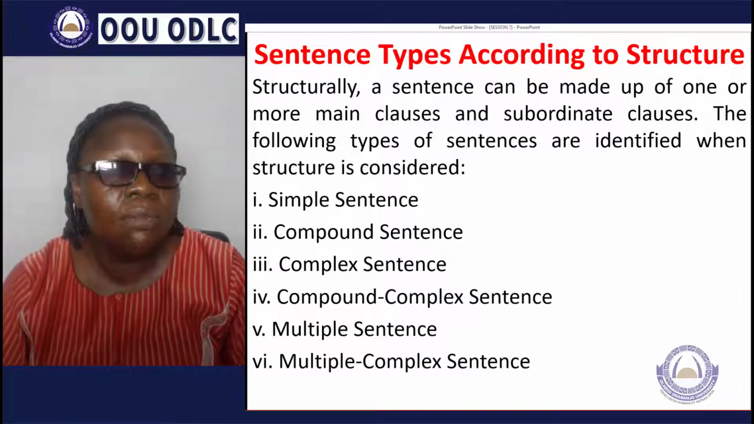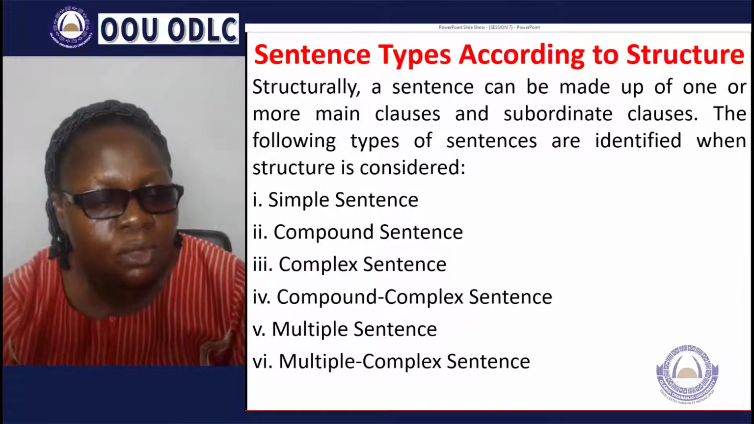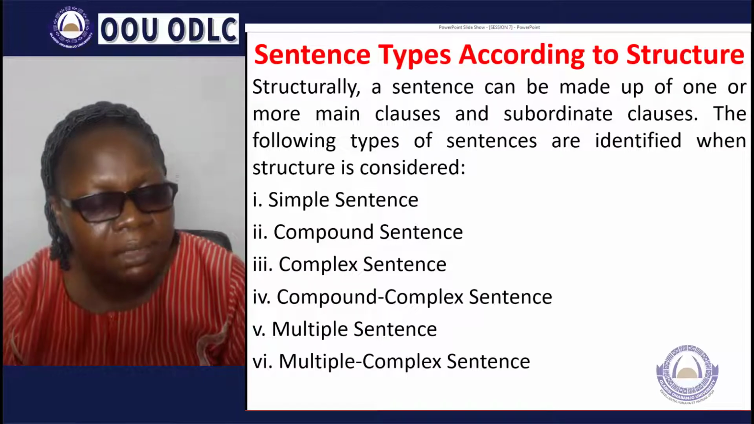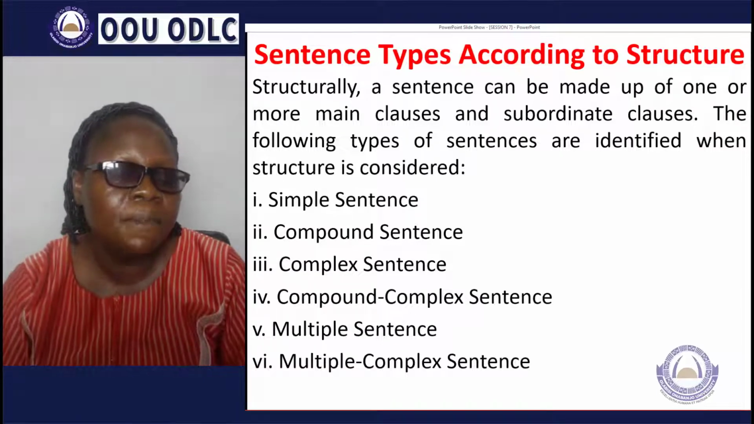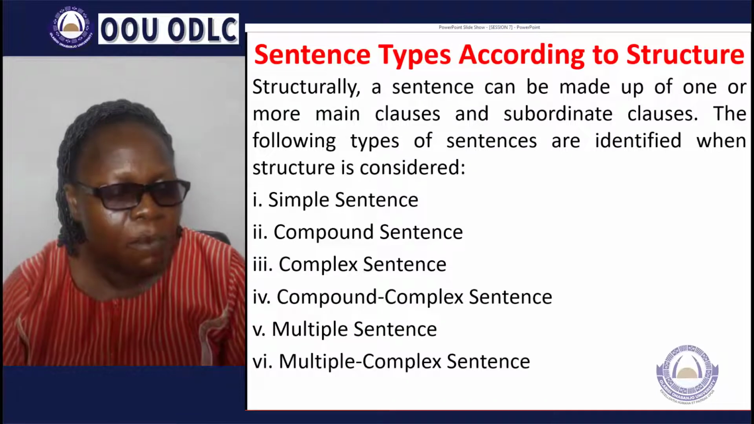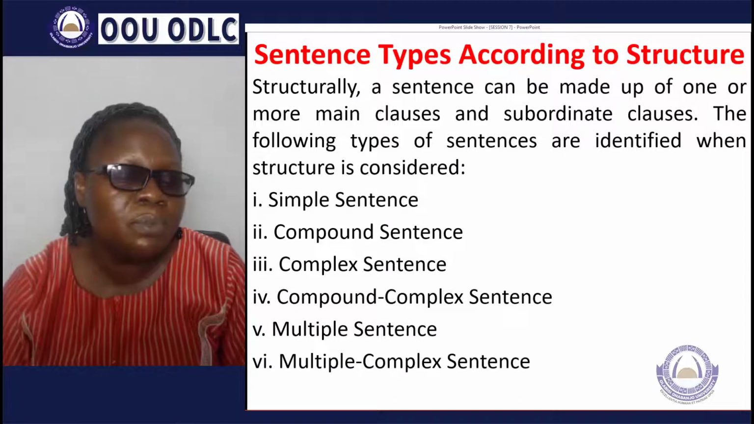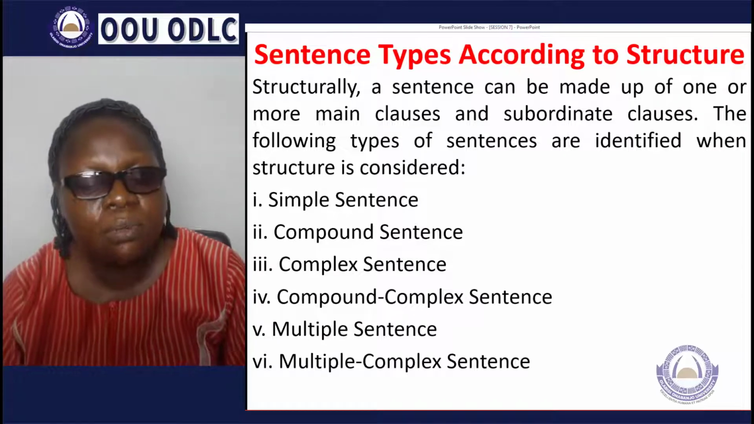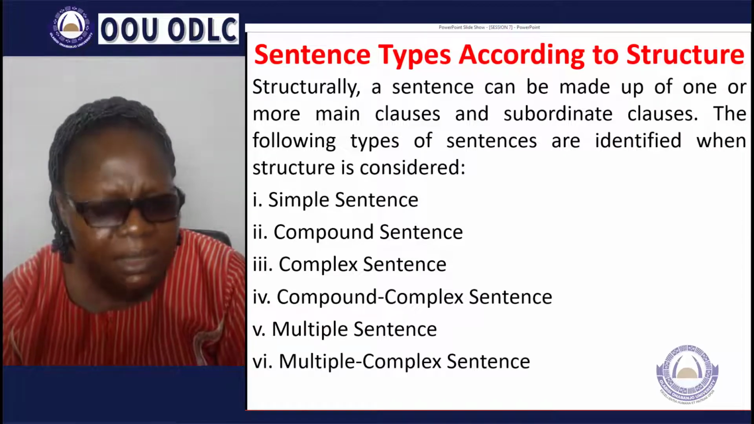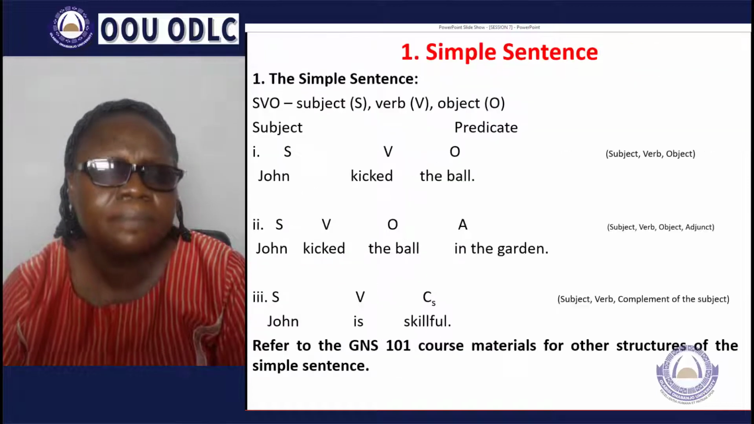Number 1, we can have a simple sentence. Number 2, we have the compound sentence. Number 3, we have the complex sentence. Number 4, we have the compound complex sentence. Number 5, we have the multiple sentence. And then number 6, we have the multiple complex sentence. Let's take a look at them one by one.